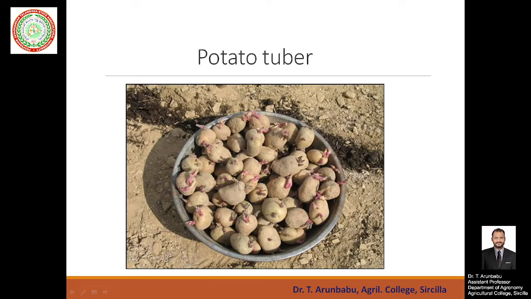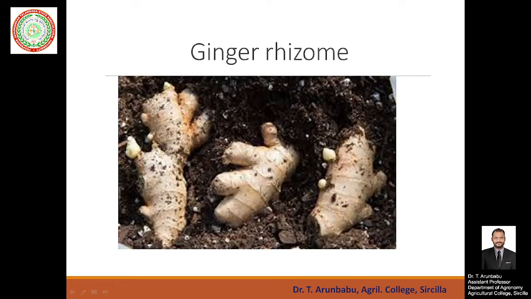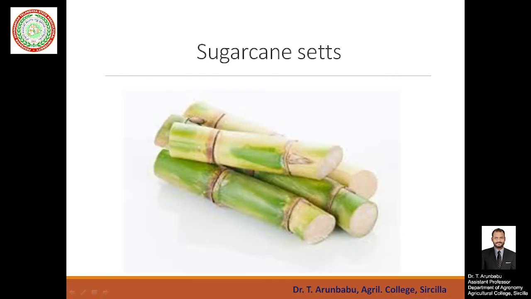So you can see a few images. This is potato tubers, which are used for the planting operation, and the potato tuber cut for sowing, cut for planting, and these are the ginger rhizomes used for planting, and rooted slips for vetiver crop, and sugarcane sets are also used for the planting purpose.